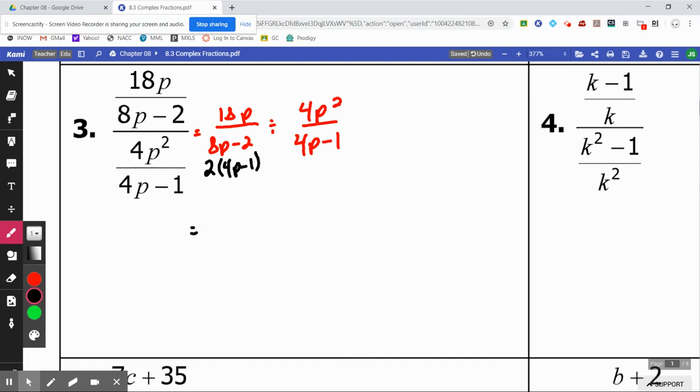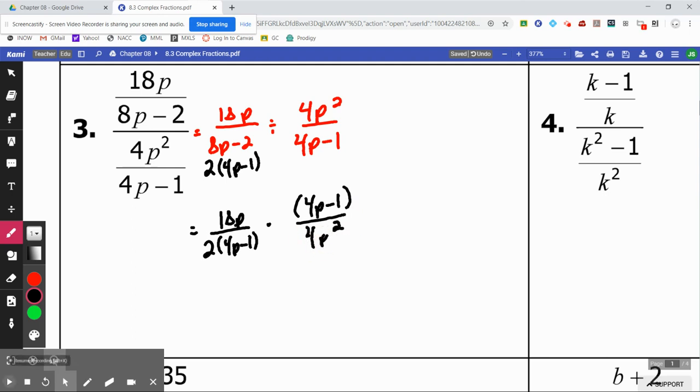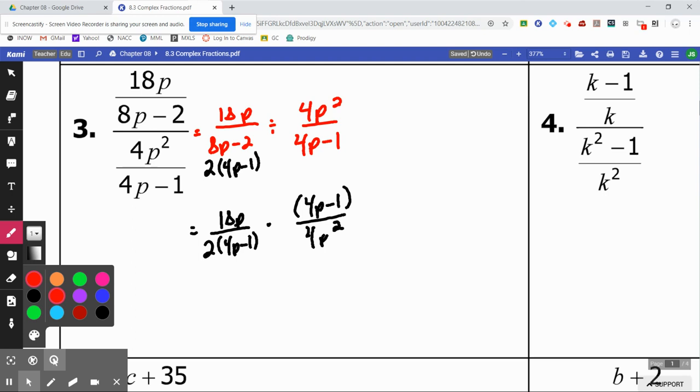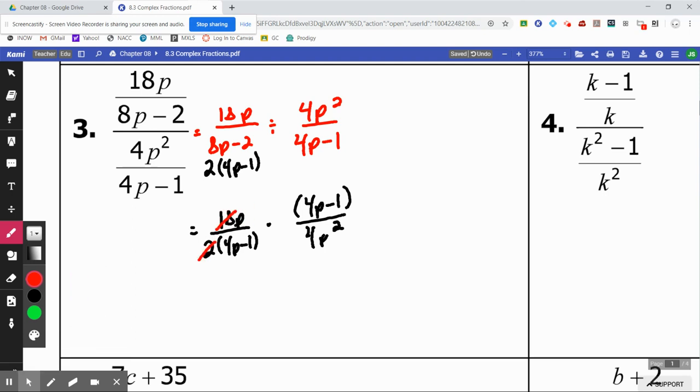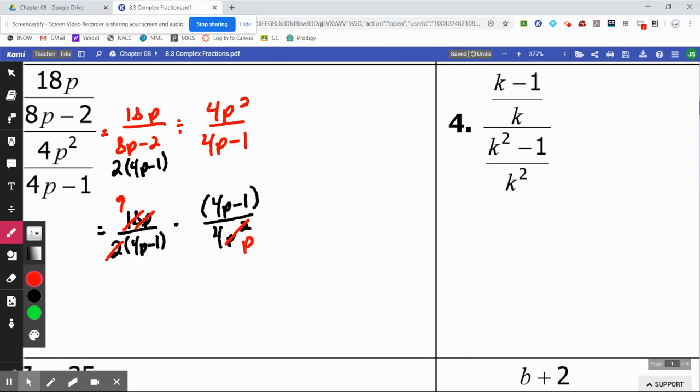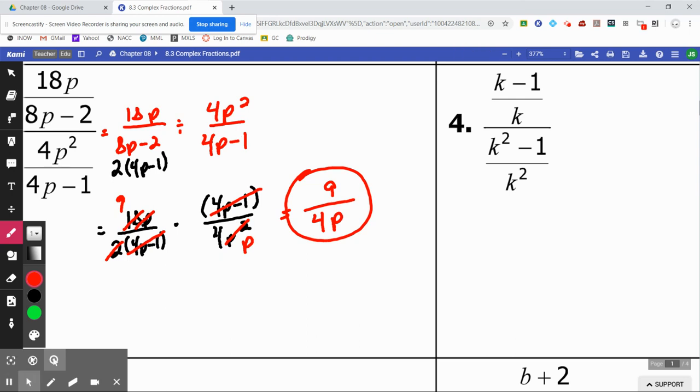So now let's rewrite these by flipping and multiplying. You have 18p over 2 parentheses 4p minus 1 times 4p minus 1 over 4p squared. Okay, next up, let's cancel our monomials. 18 cancels with 2, leaves you with a 9. I believe that's the only thing that will cancel. We have a p on top and p squared on bottom. Mark it out, leaves you with a single p on bottom when you subtract. Your binomials, the 4p minus 1s will cancel. And it leaves you with only a 9 on top. And on bottom, you're left with a 4 and a p. There's the simplified version.